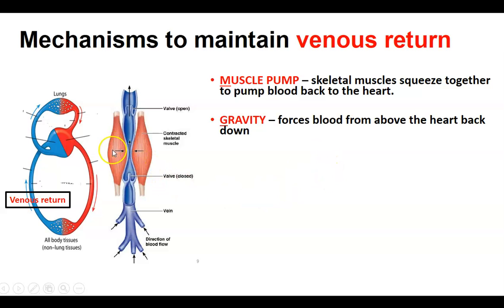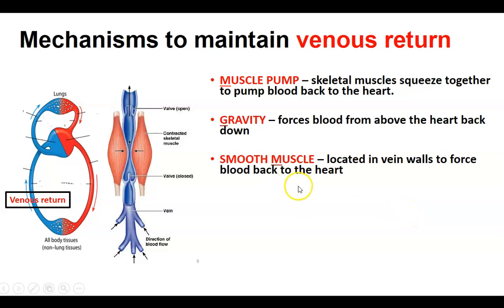Basically, what this is saying is that any blood that is above the heart, so for example in our upper body, is forced back down towards the heart. If you think of your body now, anything above your waist is squeezed back down via gravity, because what goes up must come down, and it is forced back down to our heart. Okay, that's our next one.